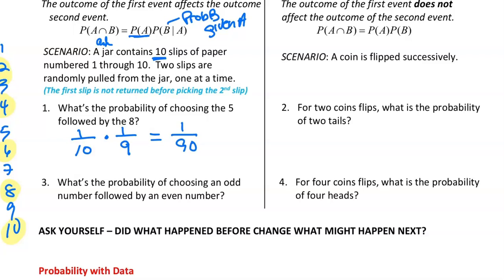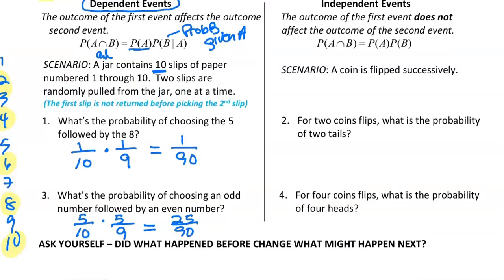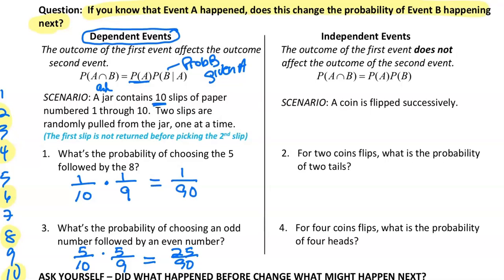Okay, so what's the probability of choosing an odd number followed by an even? So you pick, and you have a 5 in 10 chance of getting an odd. Now you pick again, and you have a 5 in not 10, but 9 chance because you didn't put back the paper that you pulled the first time. So this is without replacement. Okay, and they're dependent events. Okay, so the outcome of the first event in the independent case does not affect the outcome of the second event.